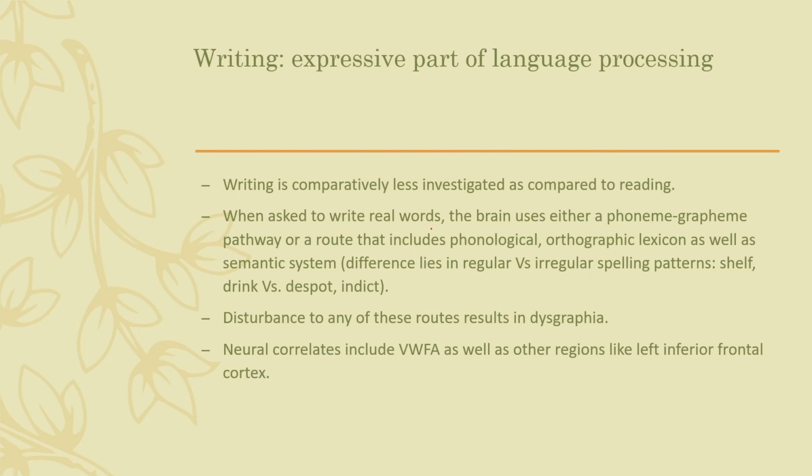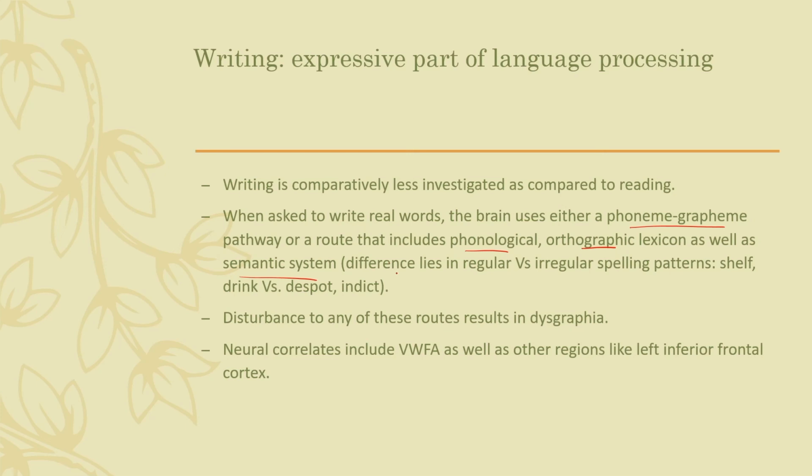When asked to write real words, the brain uses either a phoneme graphing pathway or a route that includes the phonological orthographic lexicon as well as the semantic system. There are various models given for this as well. So, there are various pathways in the brain that have been found to be utilized while writing. One can be a phoneme graphing pathway, another is a more core route that includes the phonological orthographic lexicon and then the semantic system, because we need all the information in order to be able to write.